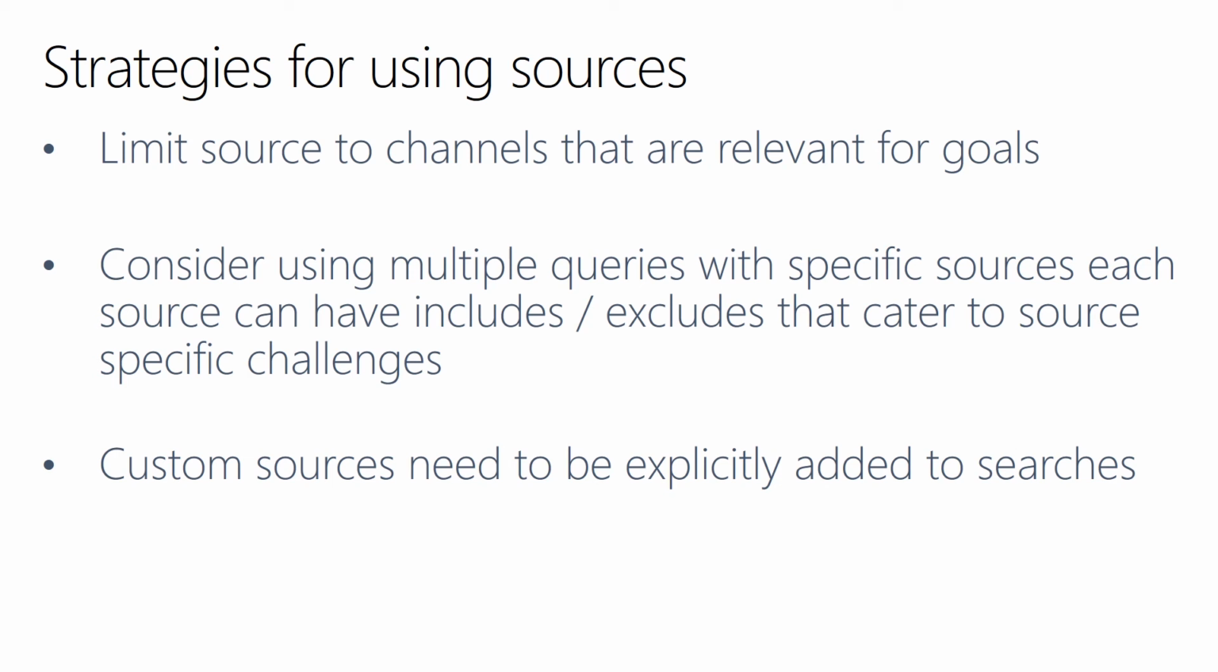And when you are using those custom sources, you will need to explicitly add to the searches. It won't just be included automatically. So if you had searches already built, then you go in and add a custom source. You may need to go in and edit the saved searches that you already have to be including the information from that custom source.